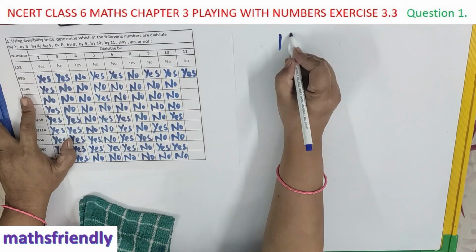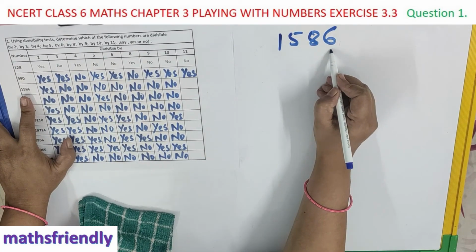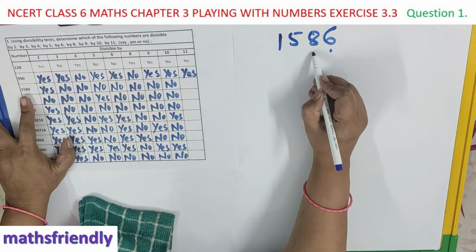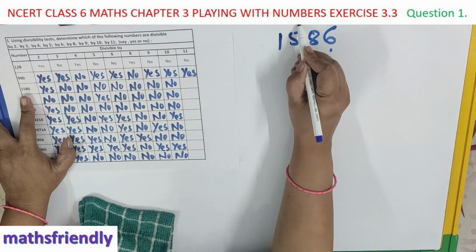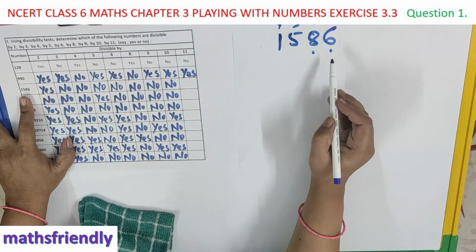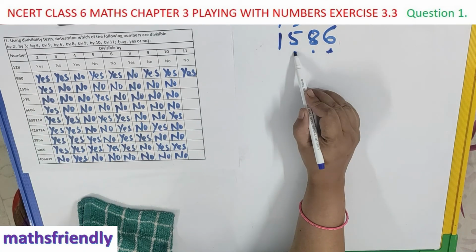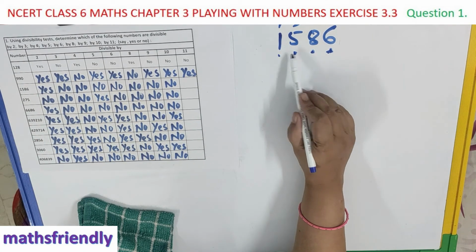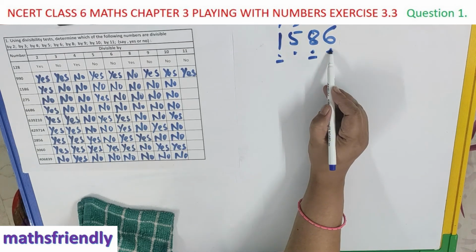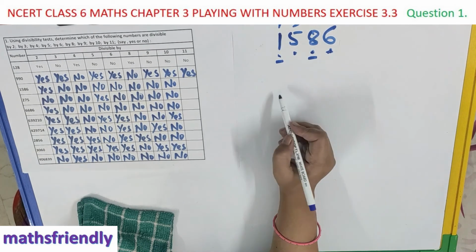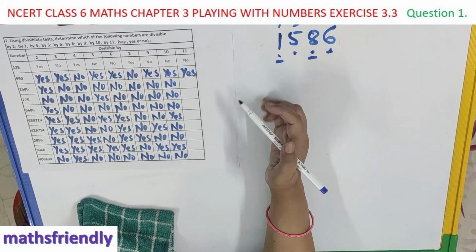See this number, 1586. See, this is the digit at odd places, this is even places. This is first place, second place, third place, and this is the fourth place. So 1 and 3 are the odd places, and 2 and 4 are the even places. Okay, so we have to add the digits at odd places from right, not from left, from right we have to do.